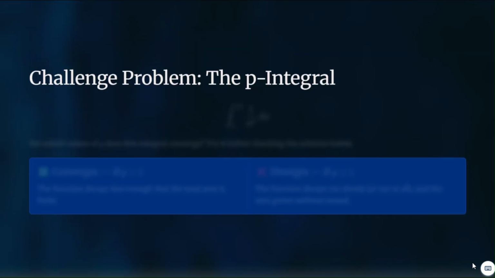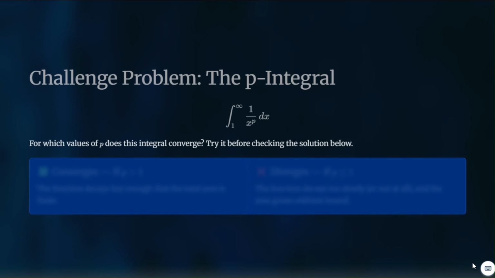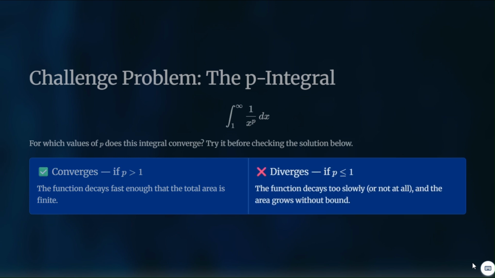Here's your challenge for today, the p integral. For the integral from 1 to infinity of 1 over x to the power p dx, for which values of p does this integral converge? Try it before checking the solution below. It converges if p is greater than 1, that is, the function decays fast enough that the total area is finite. But if p is less than or equal to 1, it diverges. The function decays too slowly or not at all, and the area grows without bound.